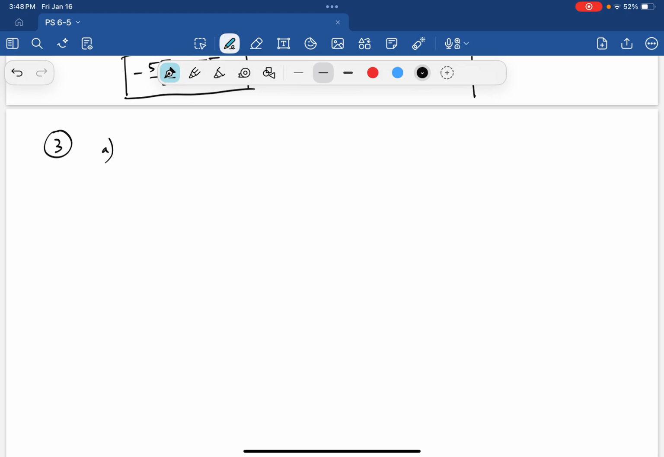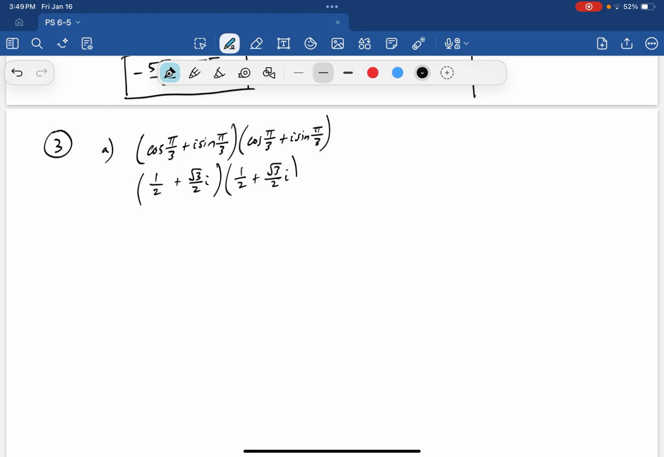Okay, so the first one, we have cosine pi over 3 plus I sine pi over 3 times cosine pi over 3 plus I sine pi over 3. Okay, so in other words, we're squaring it. So first, let's evaluate every trig function. We're going to have 1/2 plus root 3 over 2i times 1/2 plus root 3 over 2i.